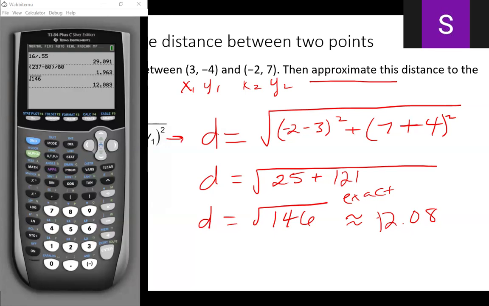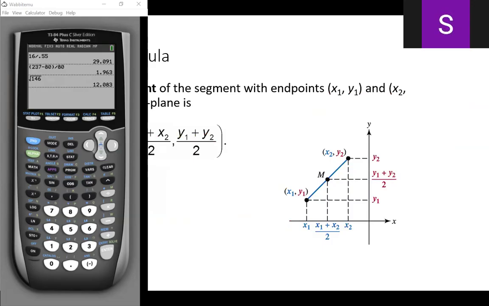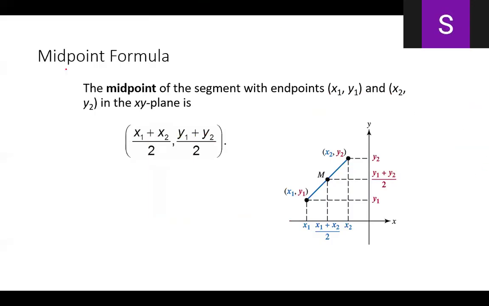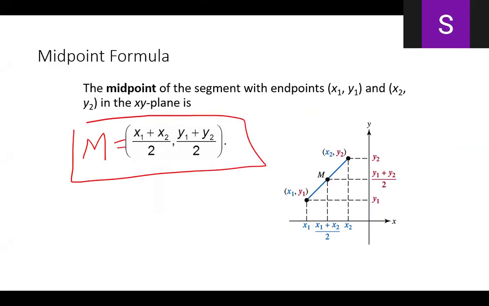All right. Up next is another formula. It's the midpoint formula. Let me hide Sylvie. Okay. Up next is our midpoint formula. The midpoint of a segment with endpoints x1, y1, and x2, y2 can be found by using this lovely formula here. Okay. So we usually have this represented as a capital M. So M equals this guy.